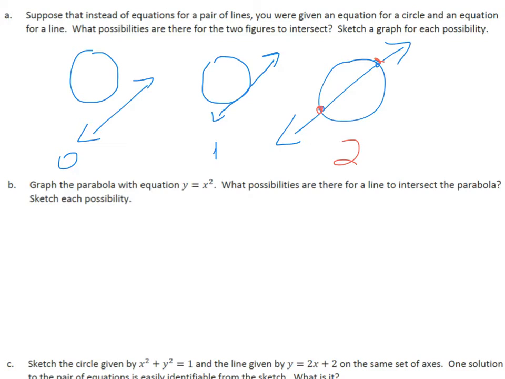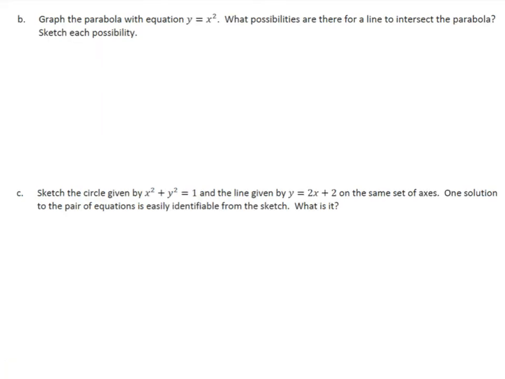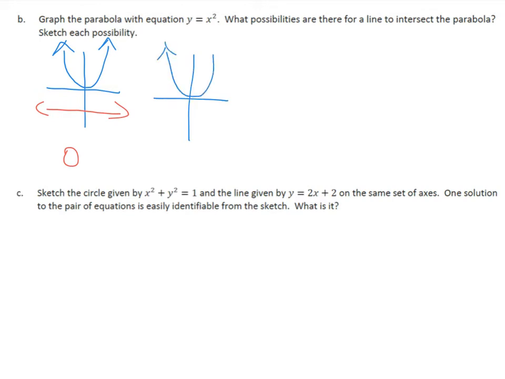So let's take a look at question B now. In question B, they're asking us about a parabola and a line, where the equation of the parabola is y equals x squared, and what the possibilities are for that parabola and a line to intersect. If we draw out our parabola, just making a sketch here, one possibility is a line that doesn't intersect at all, so zero intersections.